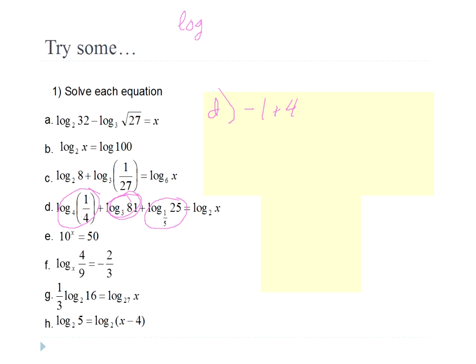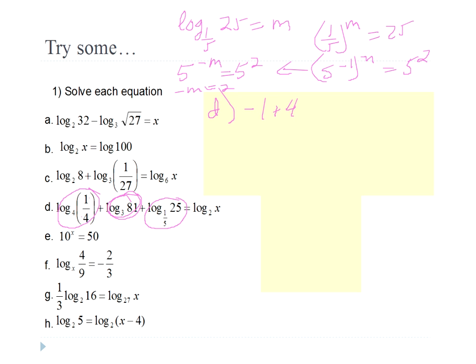I don't know what that is, so I'm going to do this over here. Log to base 1/5 of 25 equals some number. That means 1/5 to the m equals 25. This is 5 to the negative 1 to the m. This is 5 squared. So now I see that I have power of power, so I keep the base and multiply those exponents. Now my bases are the same, so my exponents are the same. So m equals negative 2. So this log right here is negative 2.